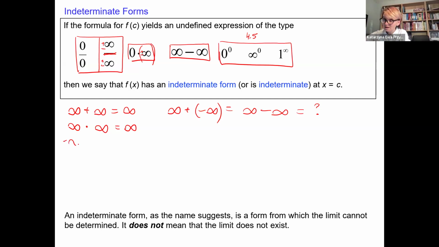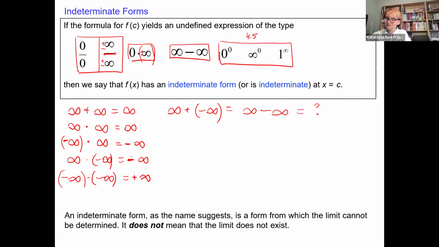Like for instance, when we take a negative big number times a positive big number, what will be the answer? Or the same, positive times negative. It'd be positive times negative is negative. Or if we take a negative big number times a negative big number: big number times big number is a big number, but negative times negative will give me positive. That means it's still not a problem. The problem is the difference and the quotient. Okay, and also, yes, zero times infinity.